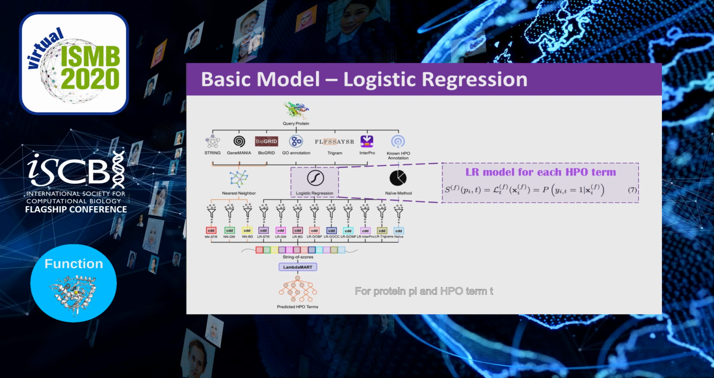For protein pi and HPO term t, from feature vector xFi of data source F, the predicted score sFpit is calculated by a logistic regression model. So we have 8 scores for each protein-HPO term pair.